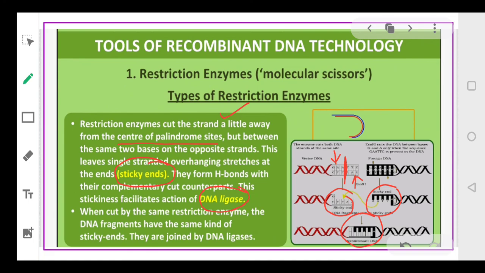Now if you look at these two DNA, the vector DNA and the foreign DNA, both of them are having the same kind of sticky ends. Both of them have the same kind of sticky ends, and thus the DNA ligase is able to join them. Right?